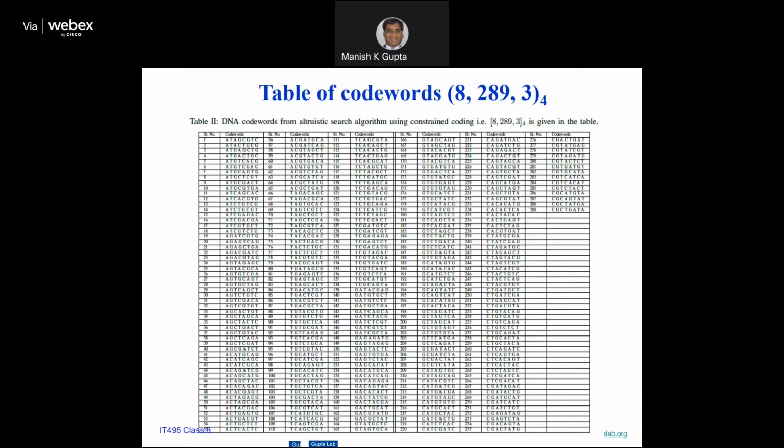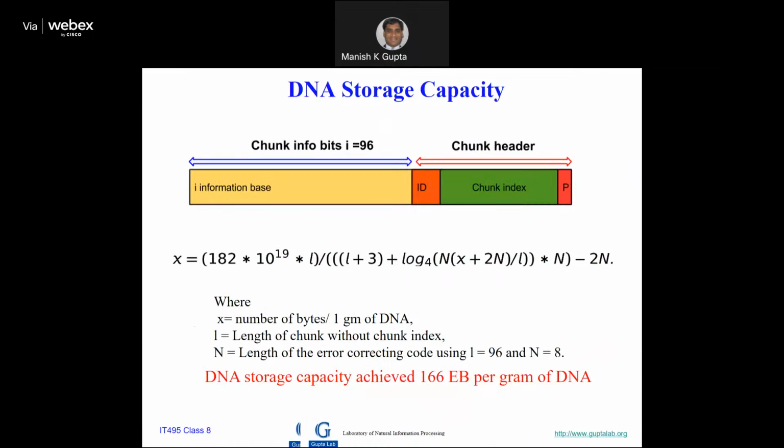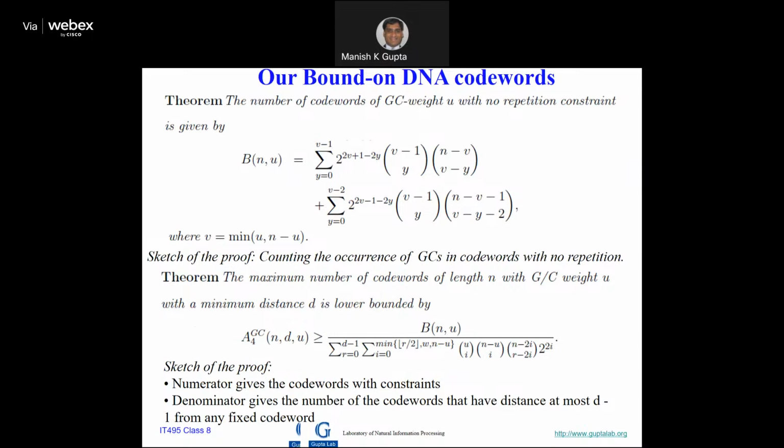Obviously, I think this is just improving the bounds that were available at that time on the homopolymer constraints, and we also showed that it will give you 166 exabytes per gram of DNA. This result is important, the first one. The number of code words of GC weight U with no repetition constraint, so repetition of AA, CC, GG, TT is not there, is this formula.